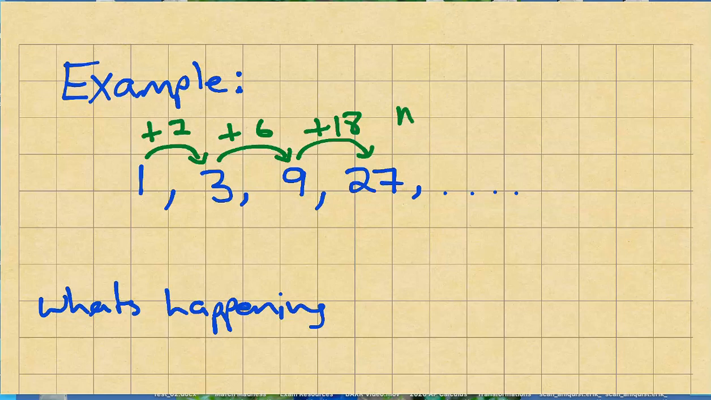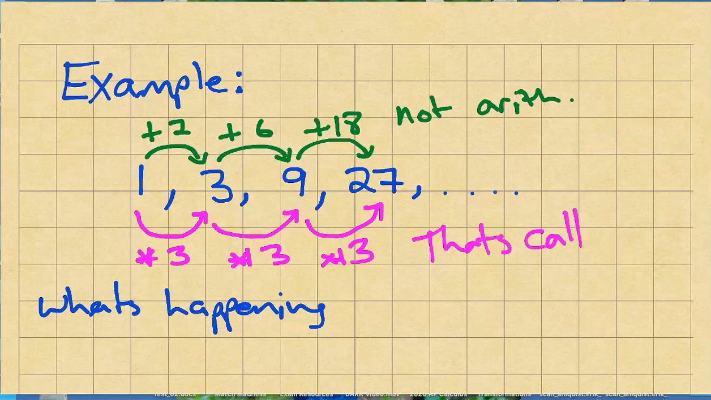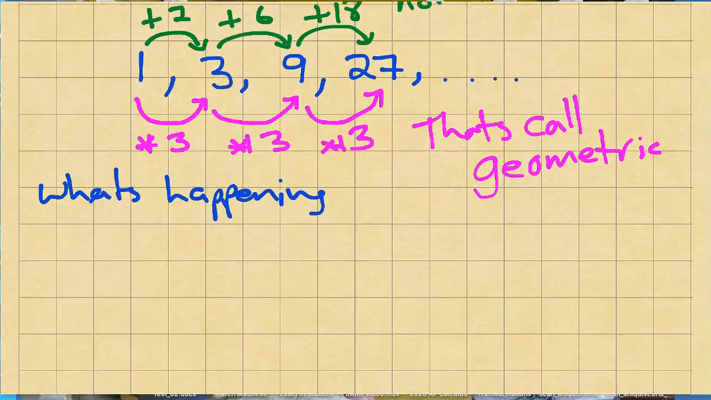So clearly, it's not arithmetic because it doesn't go up by the same amount. But the other idea that's happening is that to go from here to here, we're multiplying by 3. Going from here to here, you're multiplying by 3. Going from here to here, you're multiplying by 3. That's called geometric. So that idea of multiplying by some common value is geometric. Arithmetic is going up or down by the same amount. So this is more multiplication.